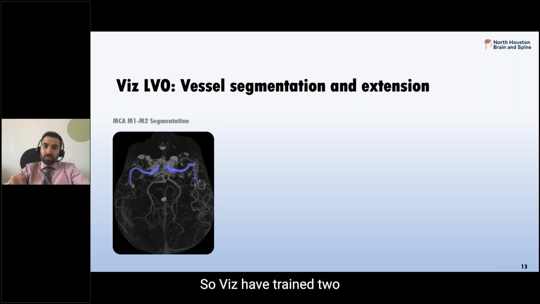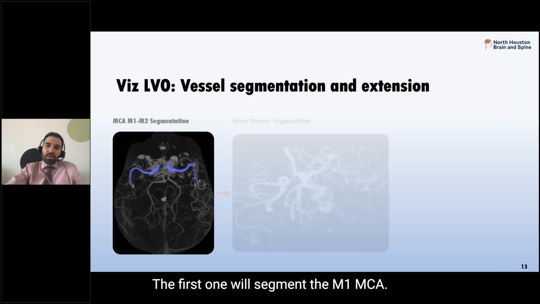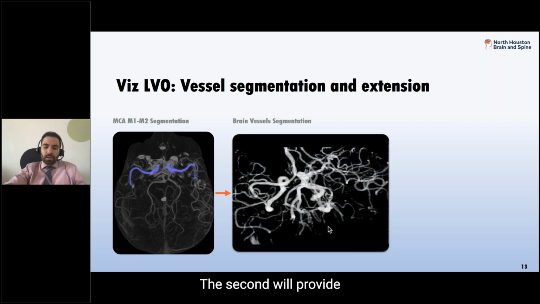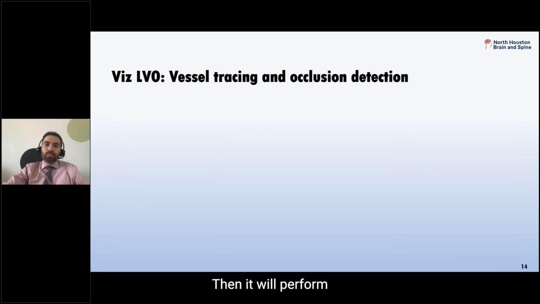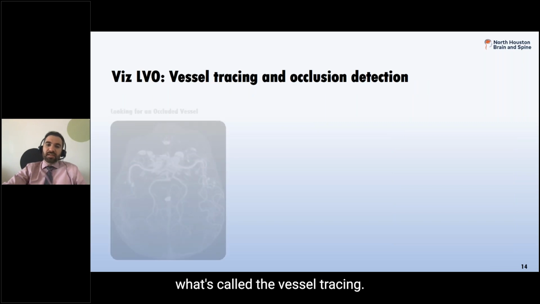Then it will perform what they call the vessel segmentation and extension. Viz has trained two neural networks. The first one will segment the M1 MCA. The second will provide the whole vessel segmentation in the relevant area. Then it will combine both to form the MCA3.